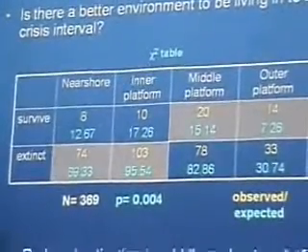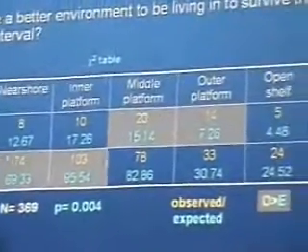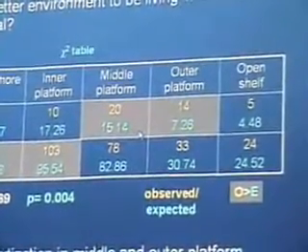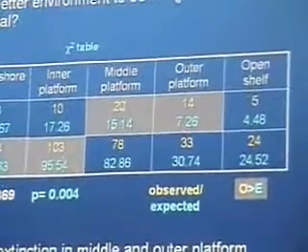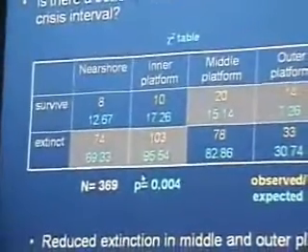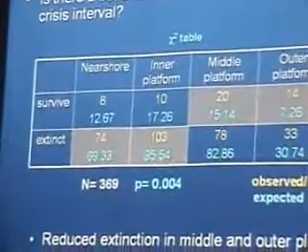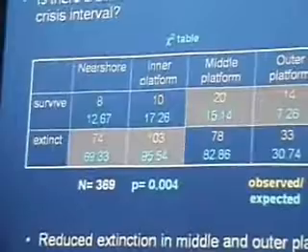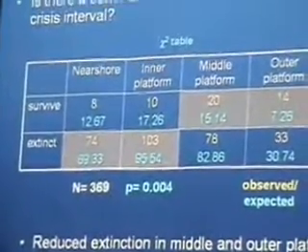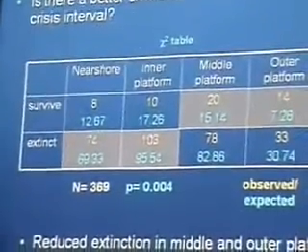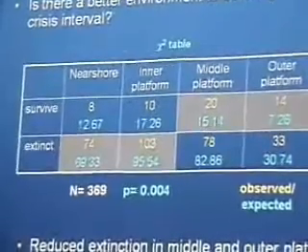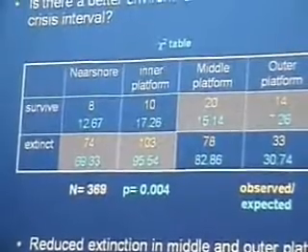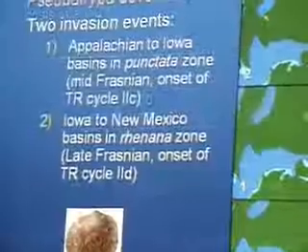What we find here is that species that lived in the middle and outer platform survived much more than we would expect, while species that lived in the nearshore and inner platform went extinct much more than we would expect. So not only is survival through this interval related to how big your range is, but it also matters where you lived. If you were living in the deeper water environments, you had A, a bigger range, but B, a bigger chance of getting through because your environments were less affected by these changes.